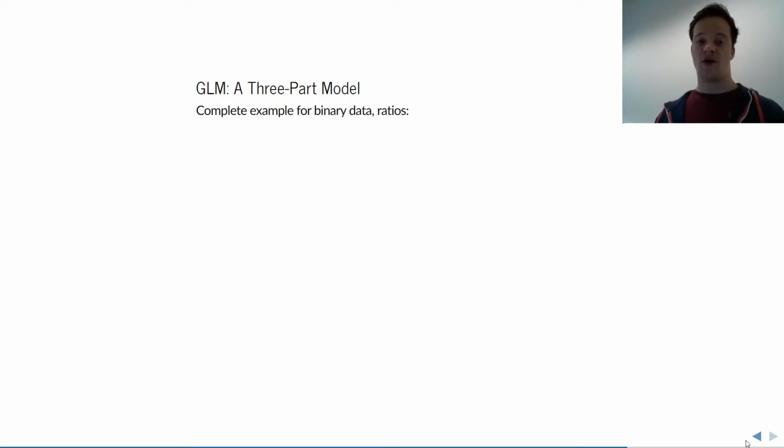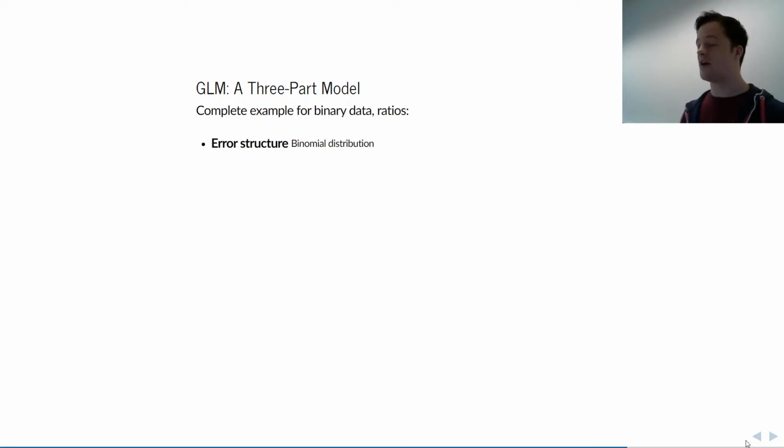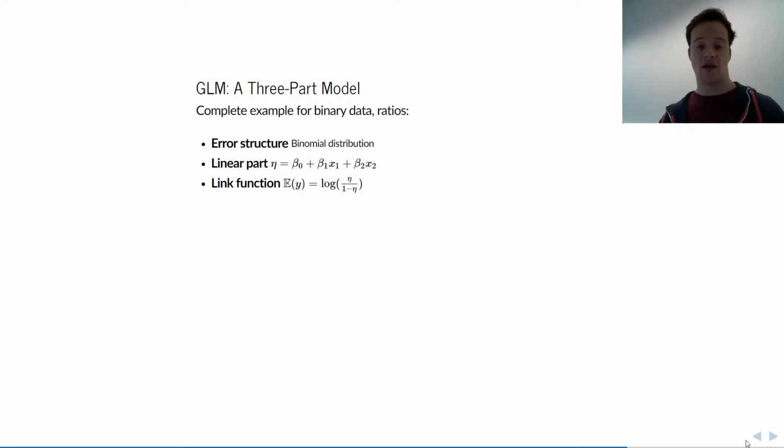Okay, for binary data and ratios, it would be a binomial distribution as error structure, and then the linear part could look exactly the same. It's still just a linear model. And the link function is a bit more complex. It looks like this. It is the logarithm of something divided by 1 minus something. Now that's called the log odds or logit.